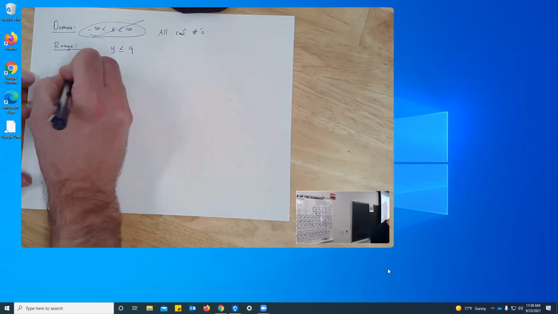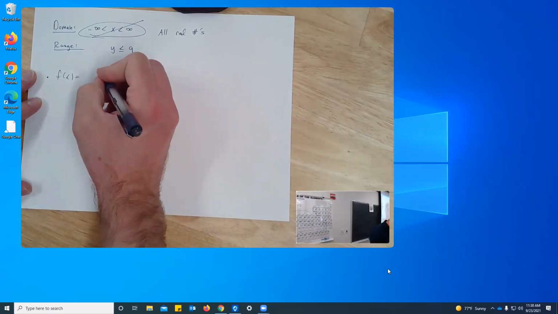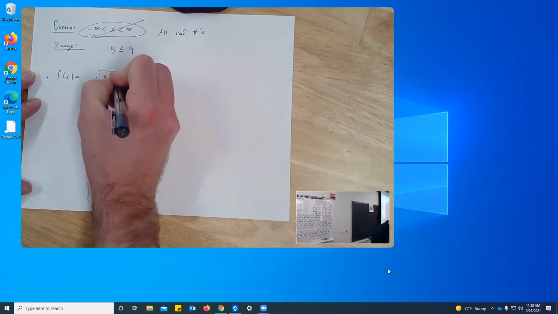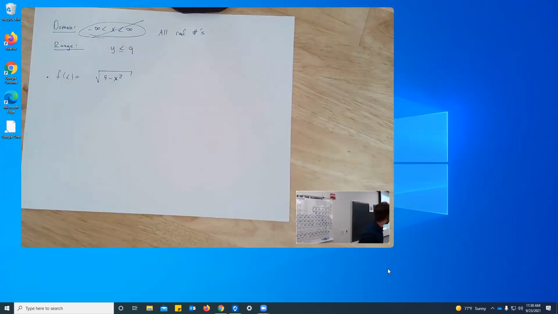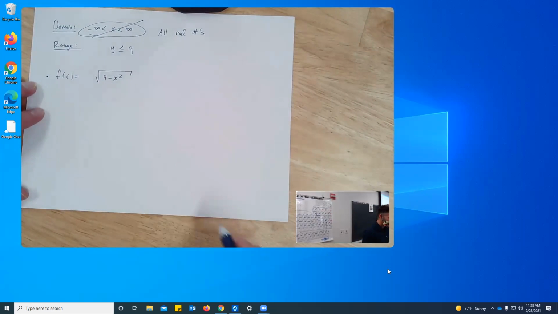Let's look at f of x equal to the square root of the same thing. So now we have some restrictions. We have some issues, domain and range wise. Let's talk about the graph though. Actually, no, let's talk about the domain and range first.